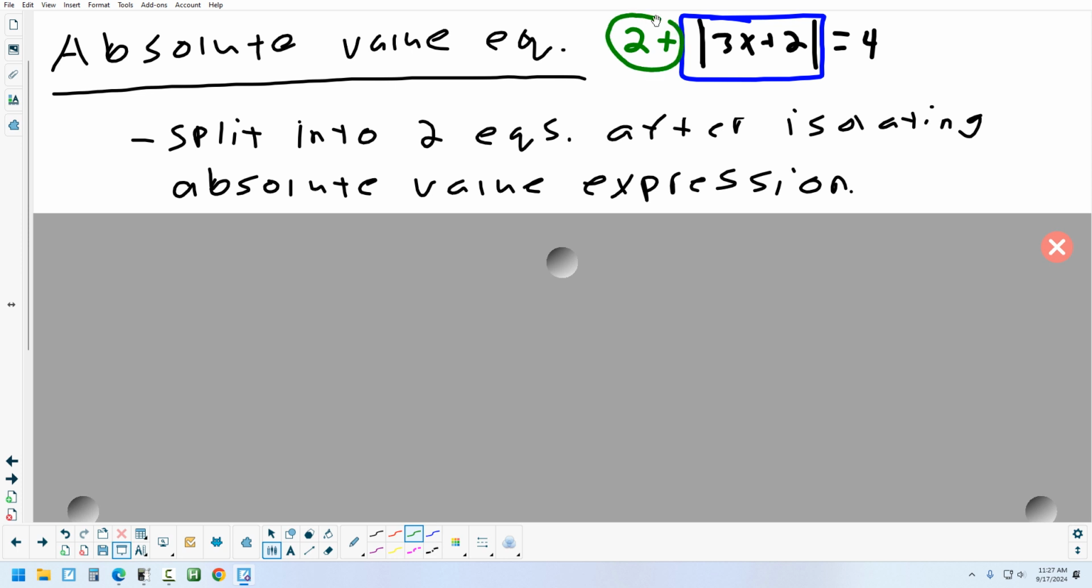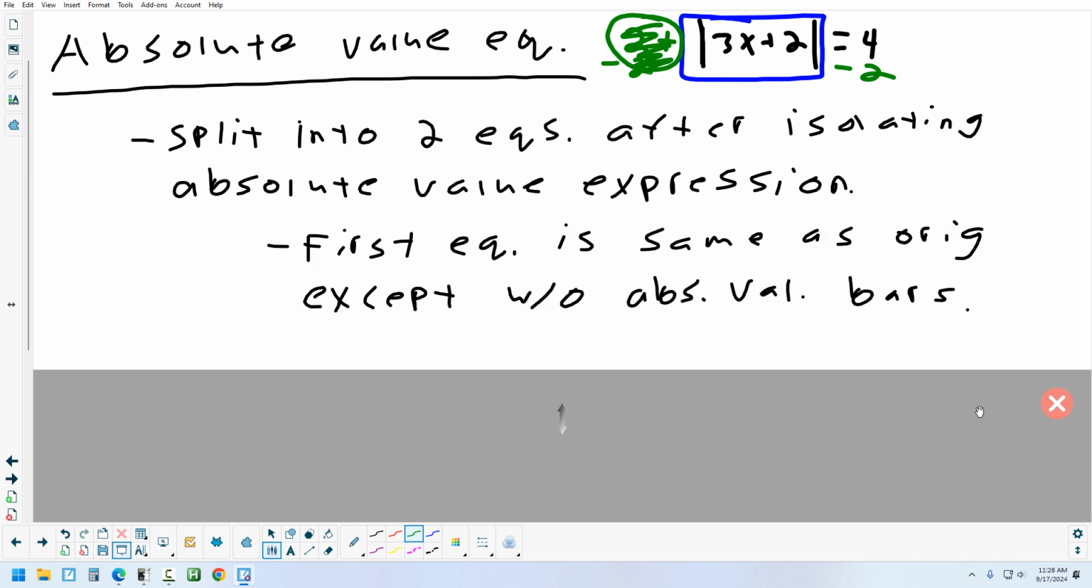Does anyone have a guess what you would need to do with that to get it on the other side? Subtract 2. Yeah, you'd subtract 2 and subtract 2. That's gone. And now you have the absolute value of 3x plus 2 equals 2. Sometimes you have to do that, sometimes you don't. All right, but that's the first step. Isolate the absolute value expression. Now we're going to split it into 2 problems.